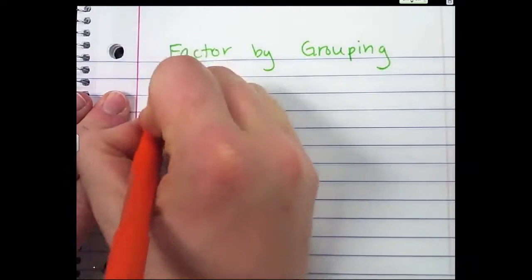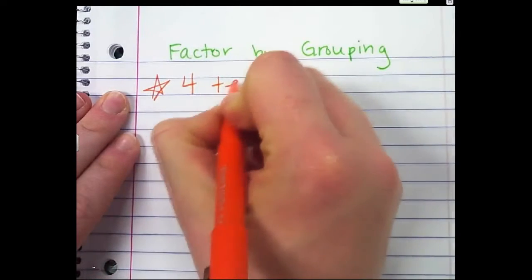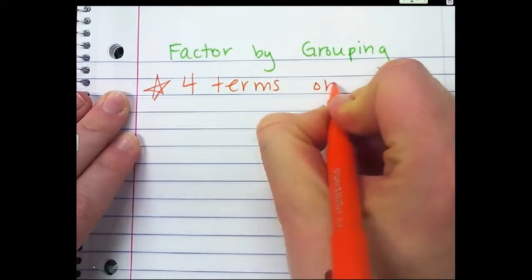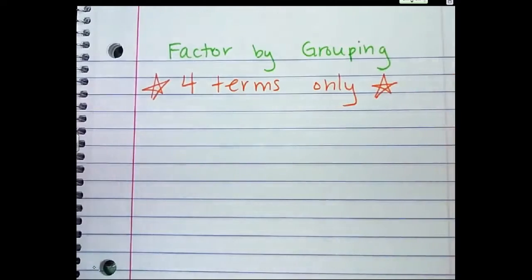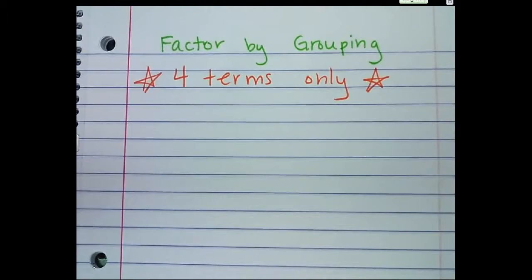Factor by grouping, and somewhere I would put on there it's 4 terms only. And this is probably the easiest factoring because really it's usually just GCF and just one more step before that.